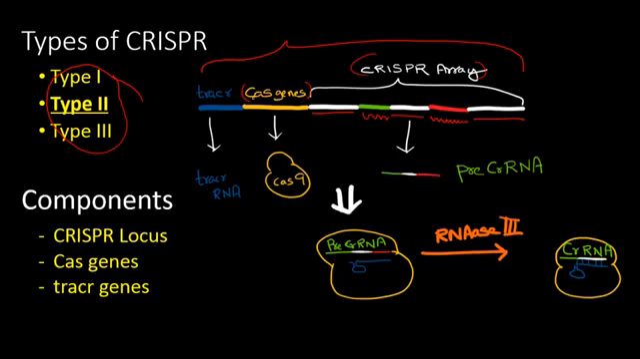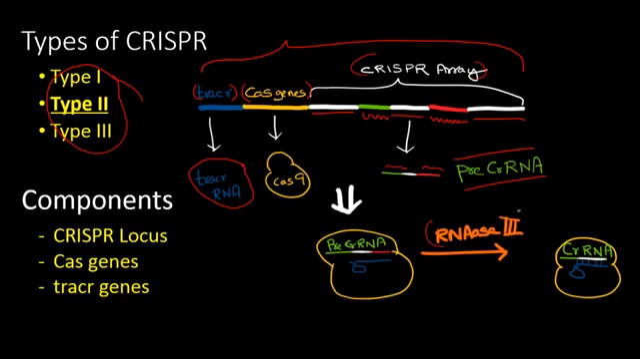and near the Cas genes we have another set of genes called tracer genes. The tracer genes code for the tracer RNA, and the Cas genes will code for a protein called Cas9, and the CRISPR array will code for pre-CRISPR RNA, or pre-crRNA. This pre-crRNA has the repeats and also several of the unique sequences of the viral genome.